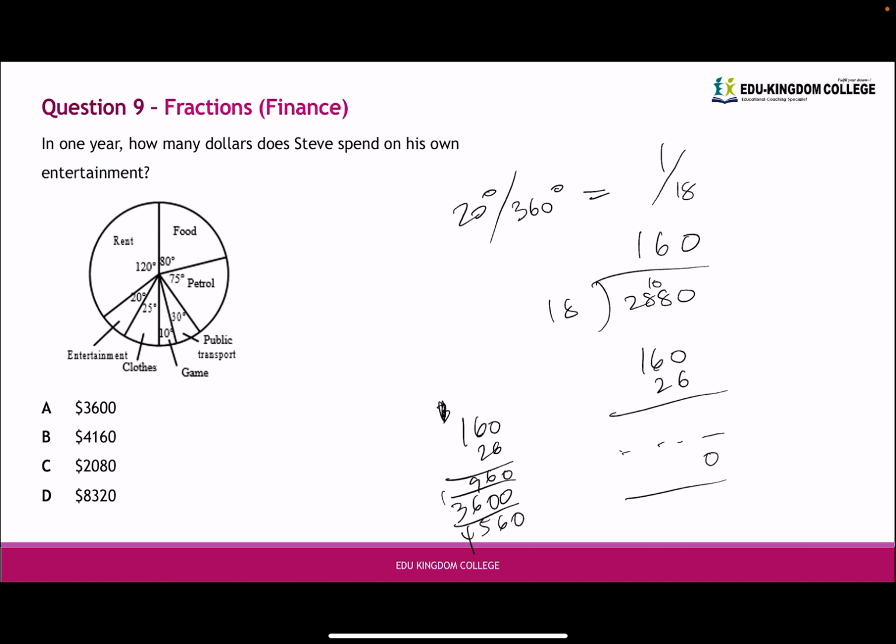So 6 times 0 is 0, 6 times 6 is 36, carry the 3 to the top, 960, 2 times 0 is 0, 2 times 6 is 12. Okay, that's where I went wrong. 2 times 1 is 2, plus 1 is 3, so it should give you 4160, there you go. So make sure you double check your work, so even I make silly mistakes. When you double check things, you catch things out a lot quicker.